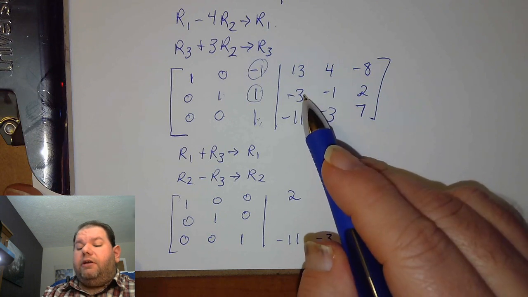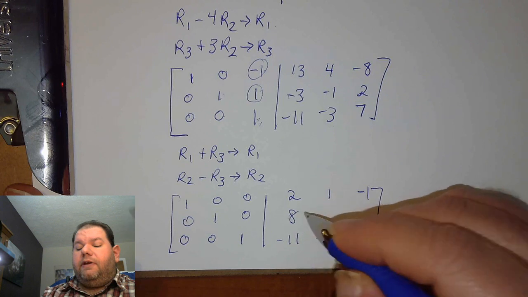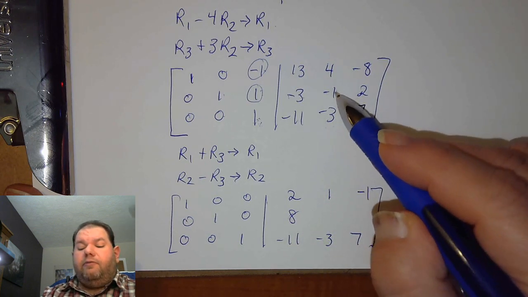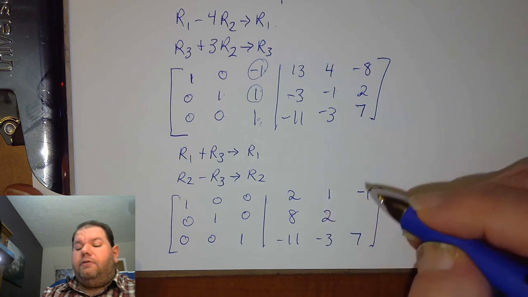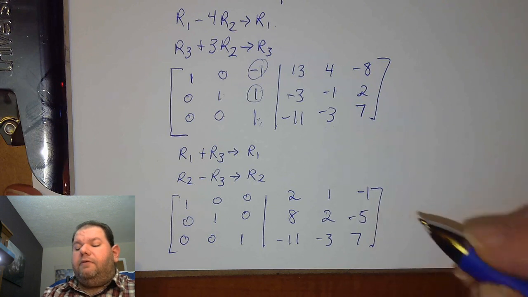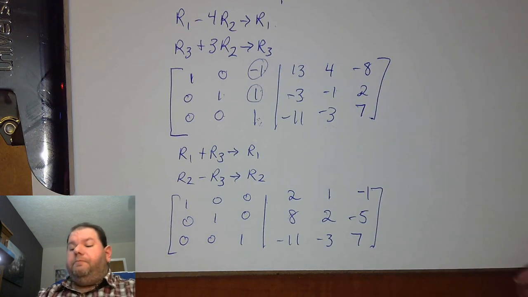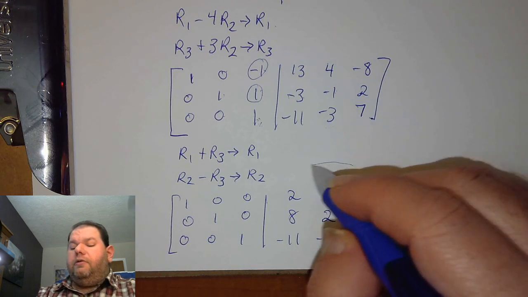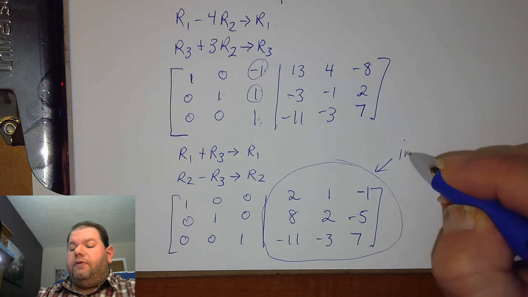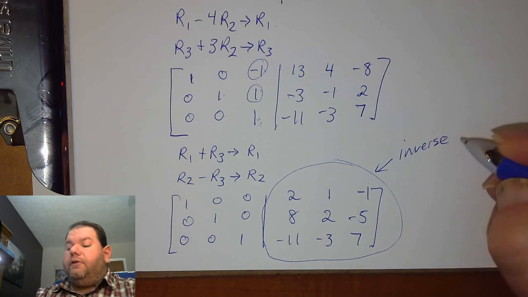So again, subtracting negative 3 minus negative 11, so negative 3 plus 11 is 8. Negative 1 minus negative 3, so negative 1 plus 3 is 2. And 2 minus 7 is negative 5. So right here we see the inverse of the original matrix.